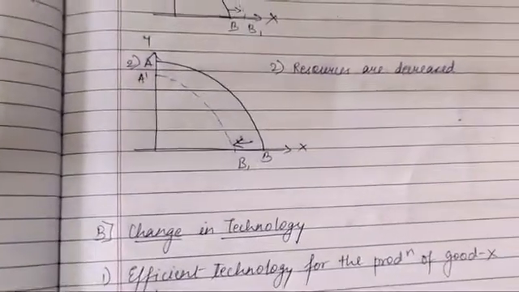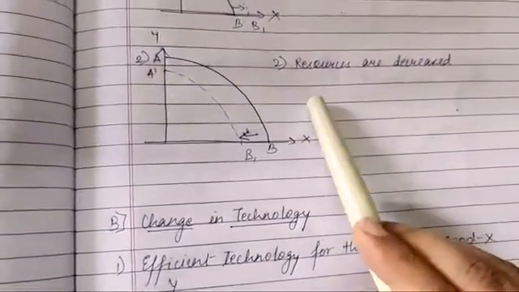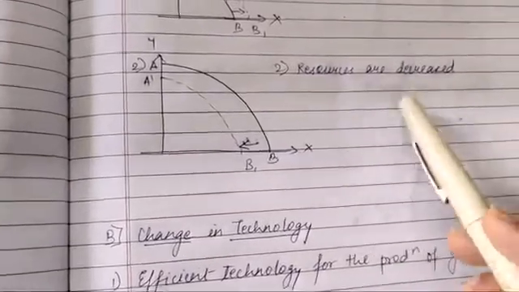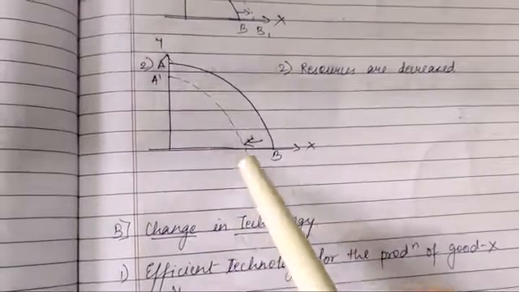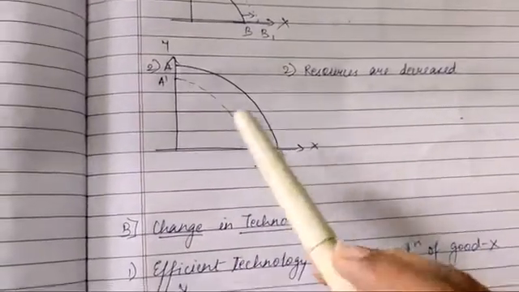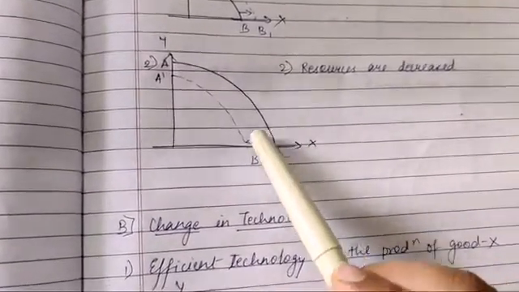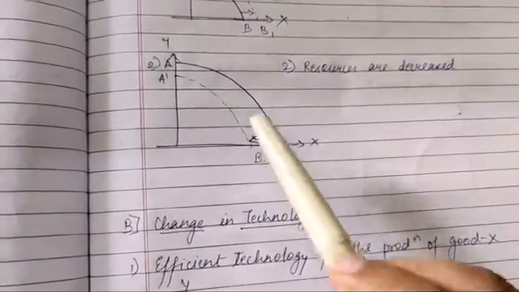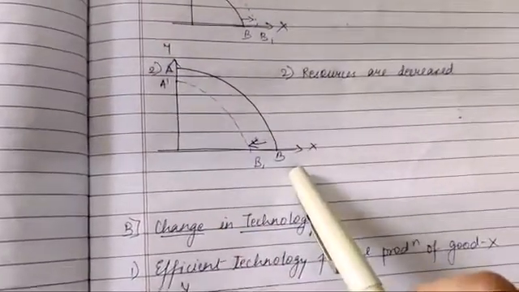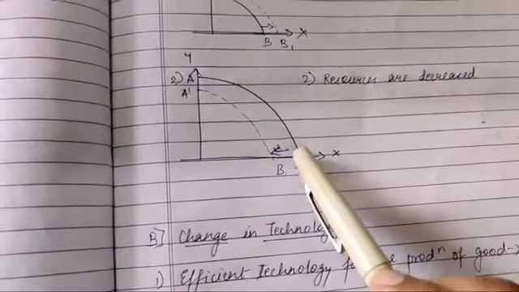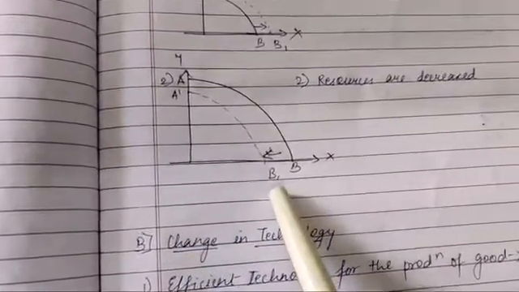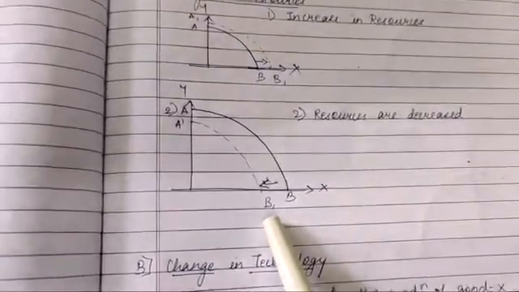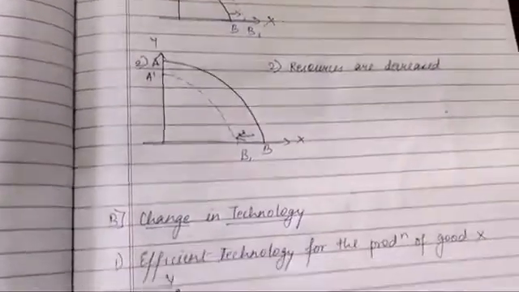Now proceeding towards the next graph, that is decrease in resources. If resources are decreased, it is vice versa. If resources are reduced, we can produce less of both goods. Accordingly, the production possibility curve shifts towards the left. That is, first A and B, the PPC I have drawn, and now it is a leftward shift, creating A dash and B1. These are the first two effects in change in resources.